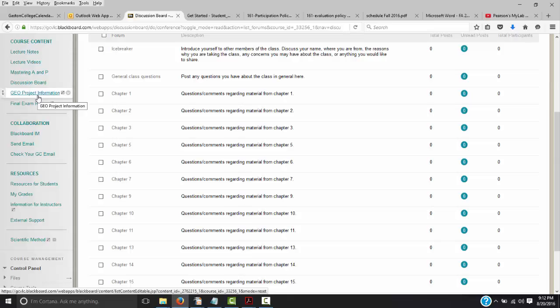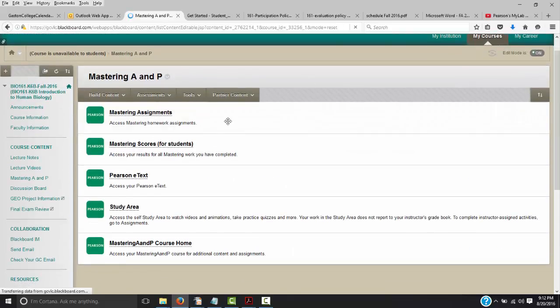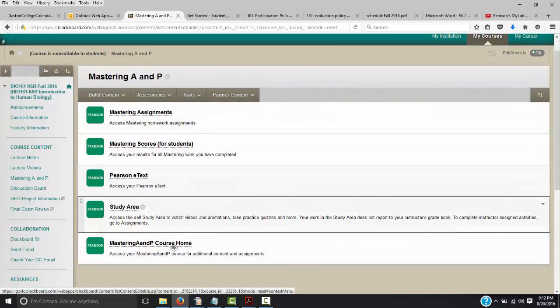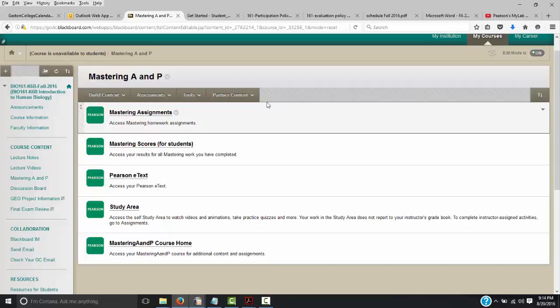But the biggest area that you'll spend the bulk of your time in this course is going to be here, Mastering A&P. And this is how it will look once you get in. And different links for the homepage of Mastering A&P for the course, and then the assignments. The online textbook, if you get that version, is here. Now, with this kind of software, there have been some very common issues that come up with how you register, how you get access for it. And because this is such a vital part of this course, we'll get into those common issues here now.